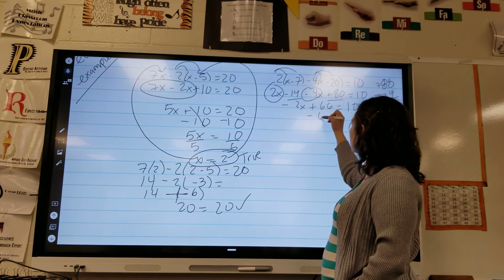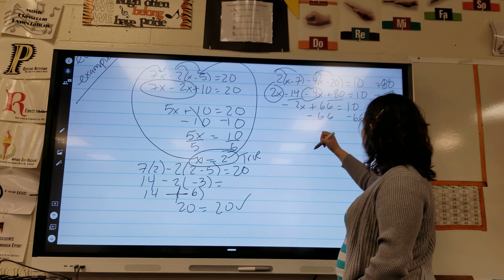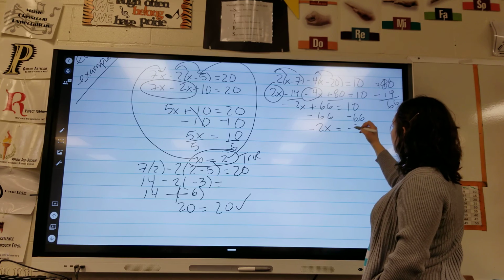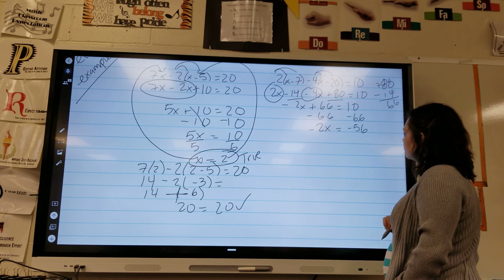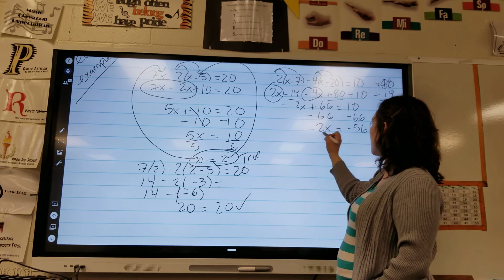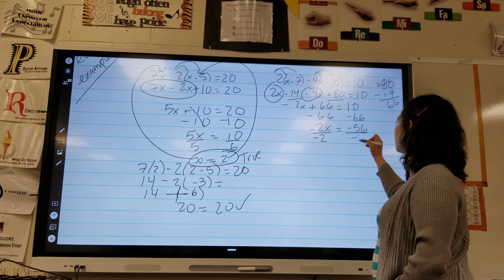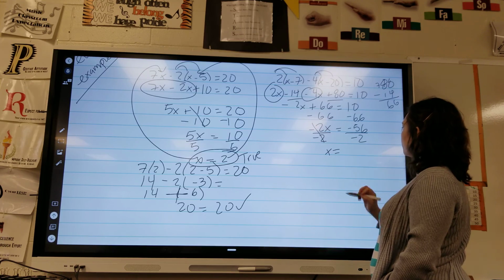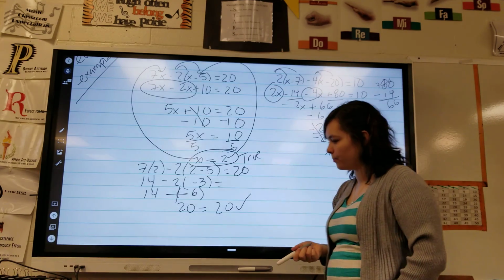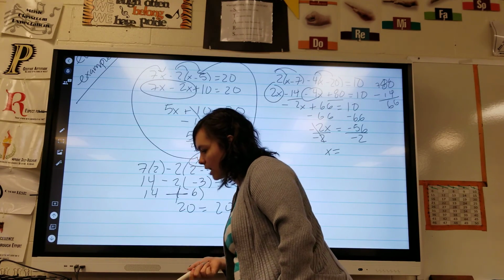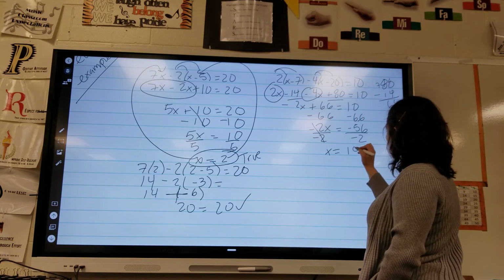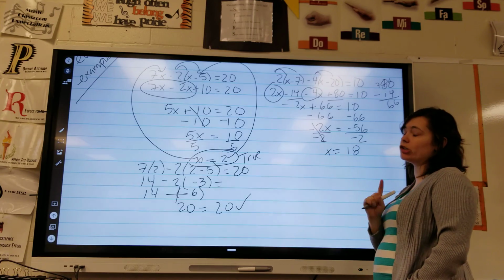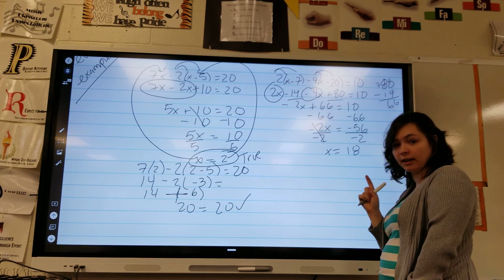Now we're going to subtract 66 from both sides. Negative 2x equals, that will be a negative 56. Then we're going to divide by negative 2. Finally, we get rid of those negatives. Those cancel. X is equal to a positive 18. Hey, I am feeling good about that, but we should double check by plugging it in.